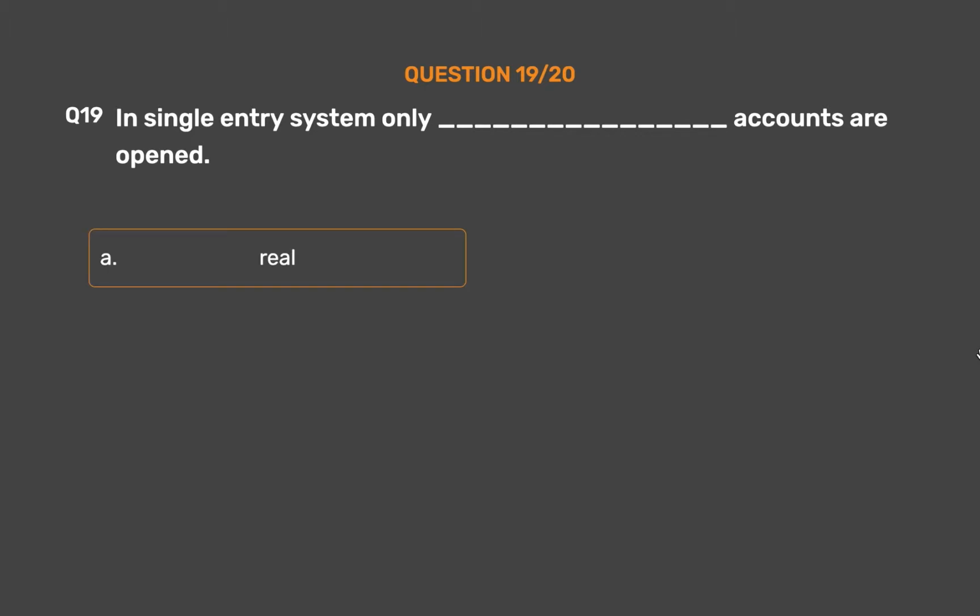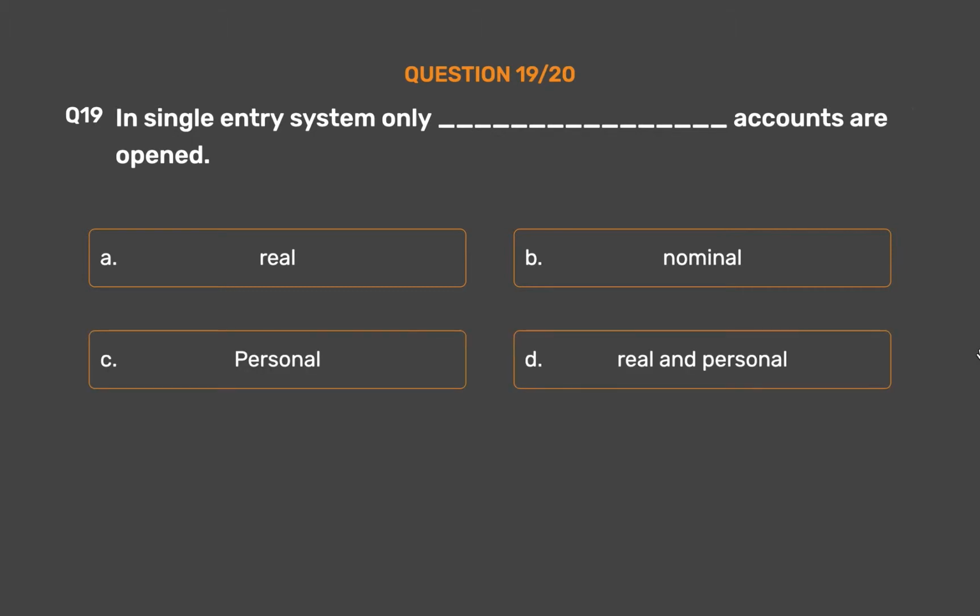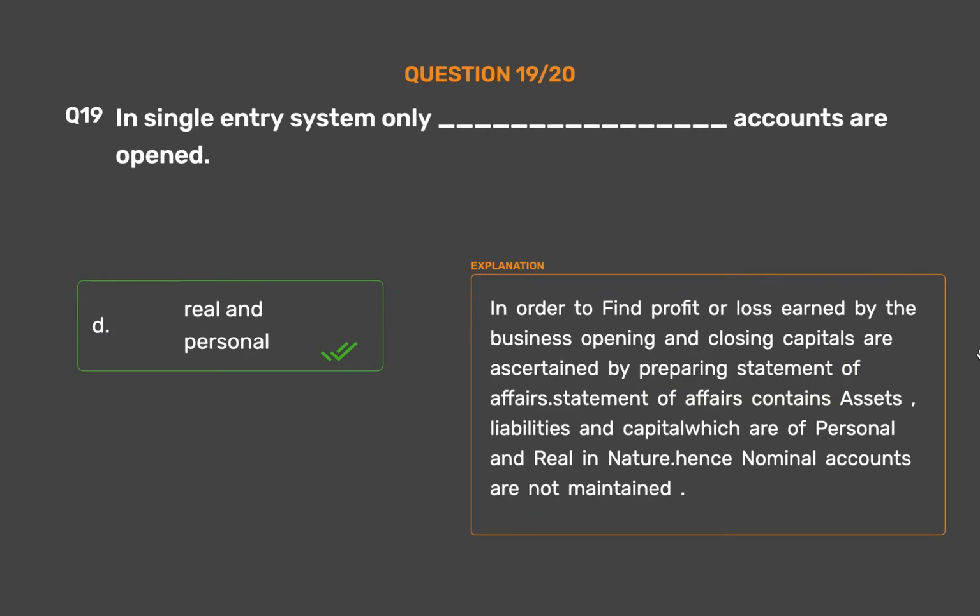Option A real. Option B nominal. Option C personal. Option D real and personal. The correct answer is option D real and personal. In order to find profit or loss earned by the business, opening and closing capitals are ascertained by preparing Statement of Affairs. Statement of Affairs contains assets, liabilities and capital which are of personal and real in nature. Hence nominal accounts are not maintained.